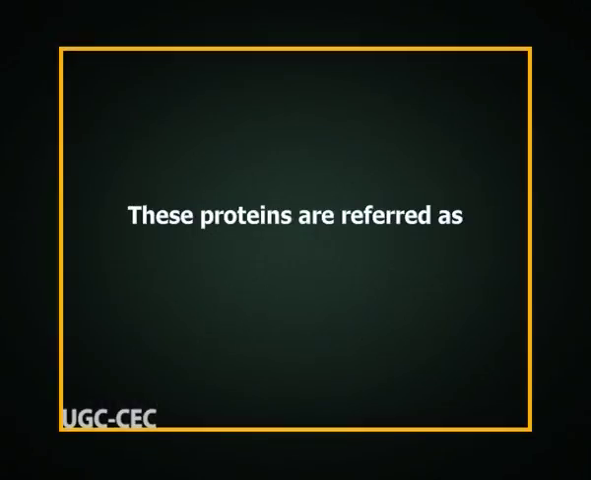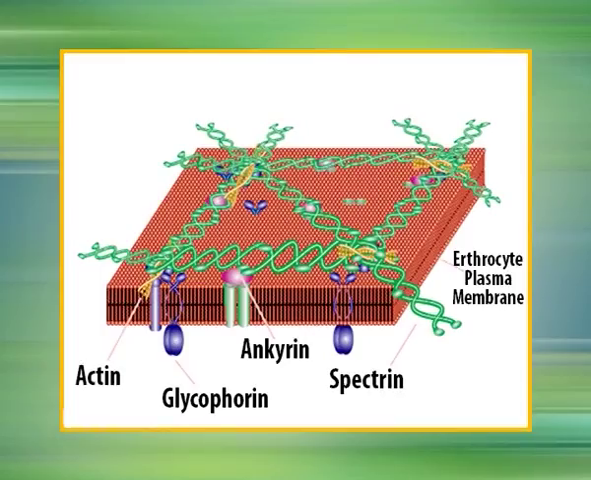These proteins are referred to as extrinsic or peripheral proteins. These proteins are bound to membranes primarily by electrostatic and hydrogen bond interactions and do not interact with the hydrophobic core of the phospholipid bilayer. Spectrin and ankyrin are common examples of peripheral proteins present in membranes of RBCs.